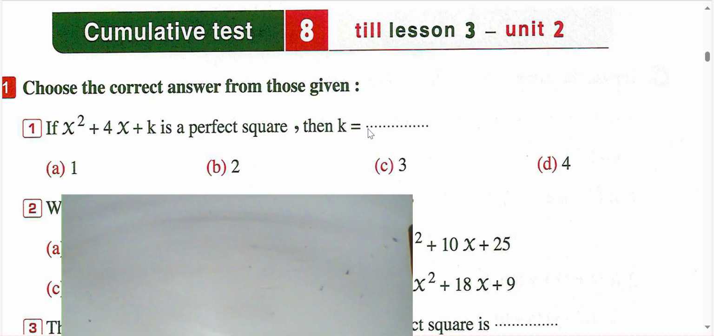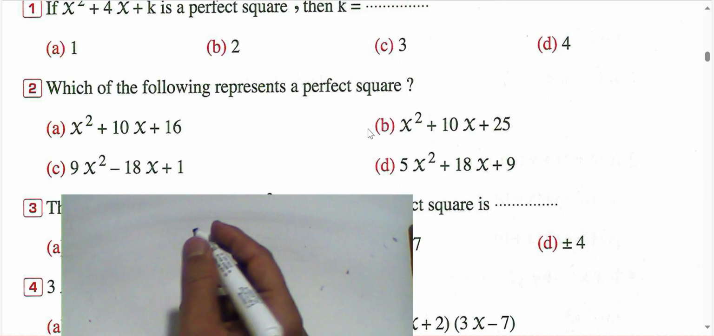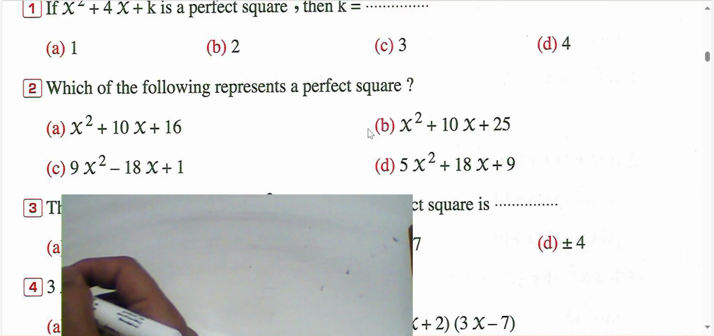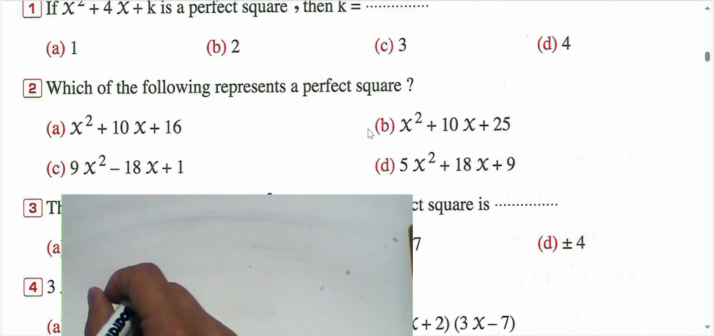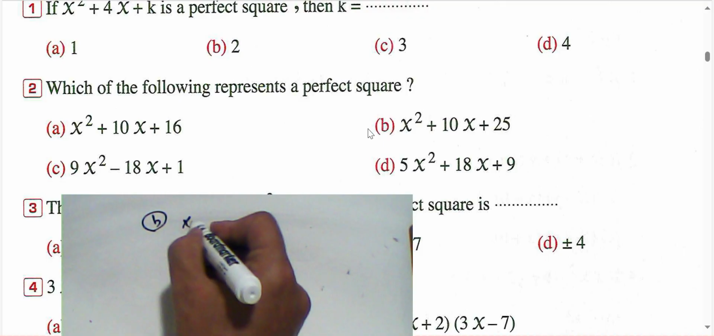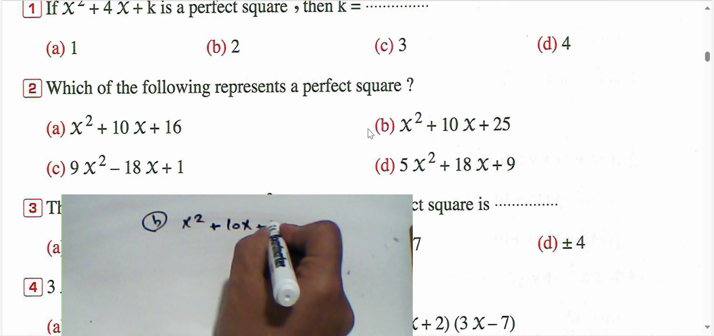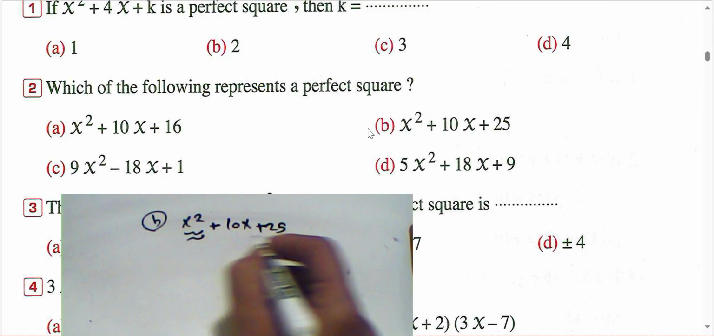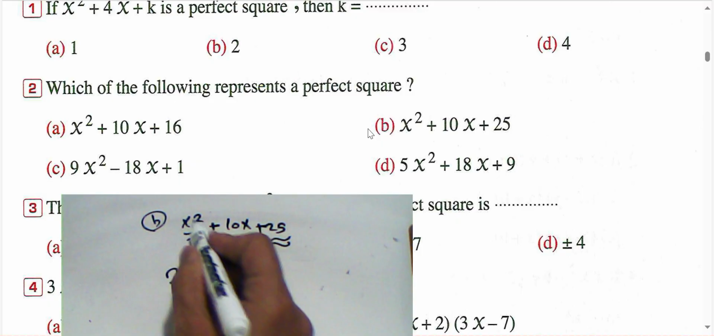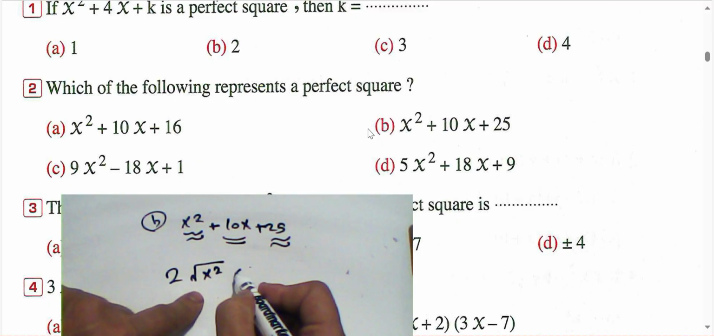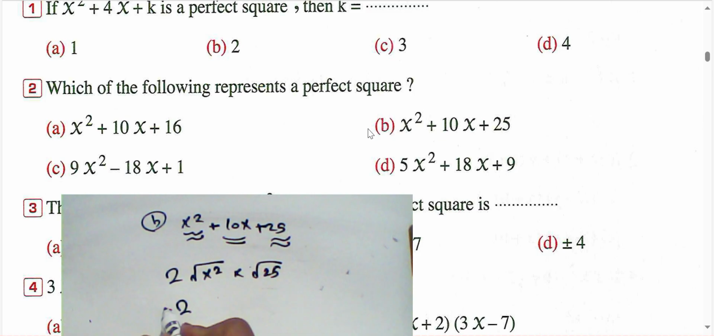Next question, number 2. Which of the following represents a perfect square? We know the middle equals the square root of the first and the third times 2. If you look at letter B here, we have x power 2 plus 10x plus 25. X power 2 is a perfect square, 25 is a perfect square. And the middle here equals 2 times the square root of the first times the square root of the third. Then the answer will be 2 times x times 5. 2 times 5 equals 10, so 10x. Okay, choose letter B.